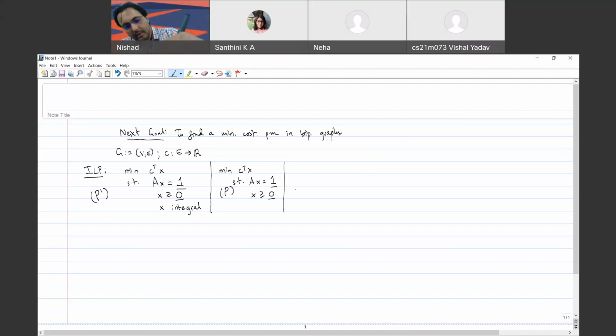And let's write down the dual of this LP. So we are maximizing 1 transpose Y subject to A transpose Y, something C. And what are the Y's? Y's are free. Okay, that's easy. And what about this sign here? Less than equal to, right?